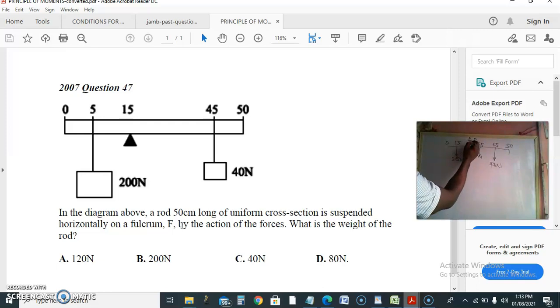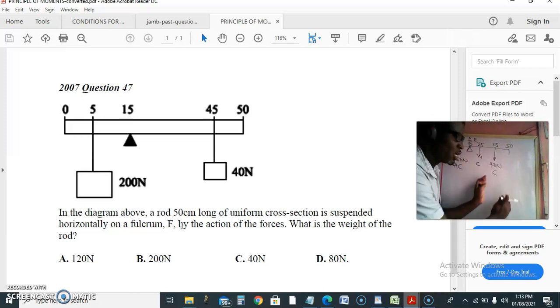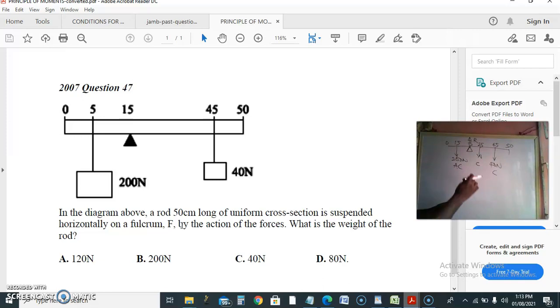So if you take moments about this point, the 200 Newton is going to cause an anti-clockwise moment. This one is going to cause a clockwise moment. This one is also going to cause a clockwise rotation. So these two are clockwise, and this one is anti-clockwise. So the sum of the anti-clockwise moments should equal the sum of the clockwise moments. Or you say the sum of the moments about any point is 0.